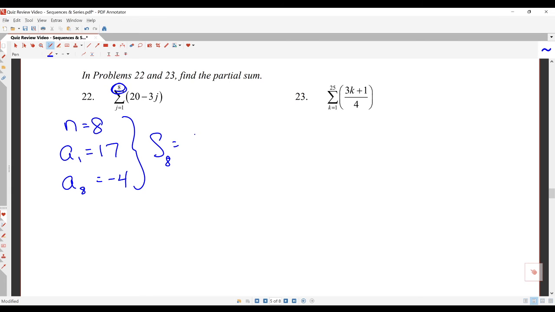So the sum of the first 8 terms is going to be 8 over 2 times 17 plus negative 4. 8 over 2 is 4. 17 plus negative 4 is 13. To get 4 times 13, if you double 13, you get 26. Double that gives you 52.